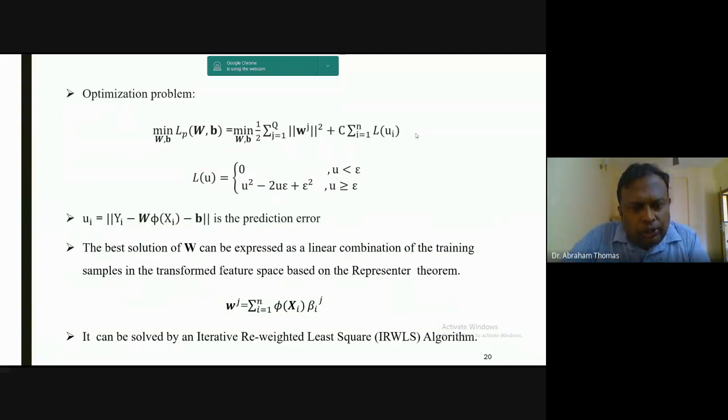So the best solution of W can be expressed as a linear combination of the training samples in the transformed feature space based on the representer theorem. Wj is equal to summation i is equal to 1 to n phi of Xi into beta ij. It can be solved by an iterative reweighted least squares algorithm. I will not go into the details of all these things, but this is what we do in order to solve this problem and obtain the MSVR.